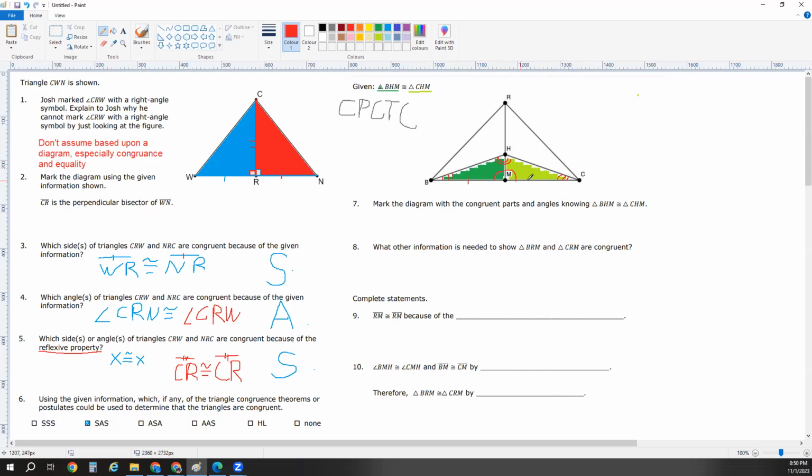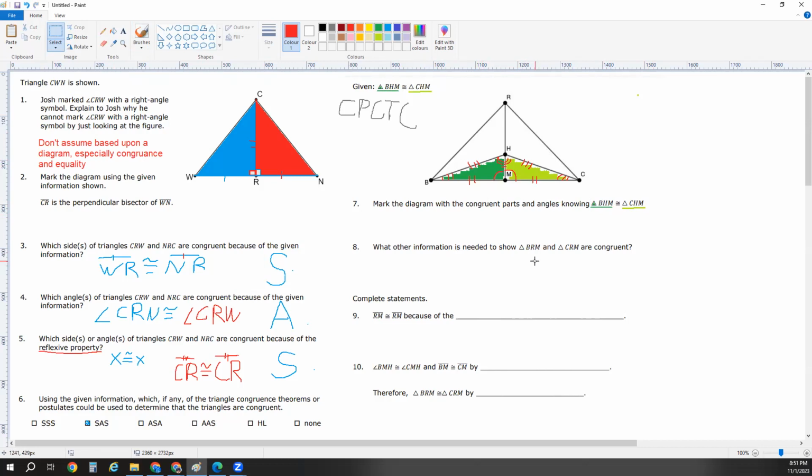This side is congruent to this side. And then if a single reflexive congruent side is equal to itself, I can mark it there. And I have this congruent to this one, and I have this congruent to this one. Cool. All right, so I marked the diagram with the parts that I know about these two triangles.